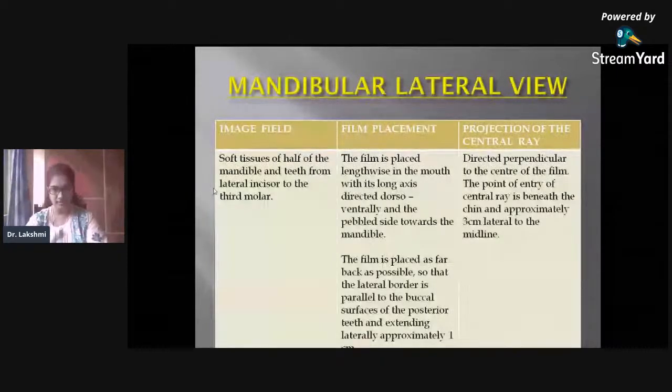Projection of the central ray. Directed perpendicular to the center of the film, the point of entry of the central ray is beneath the chin and approximately 3 centimeters lateral to the midline.